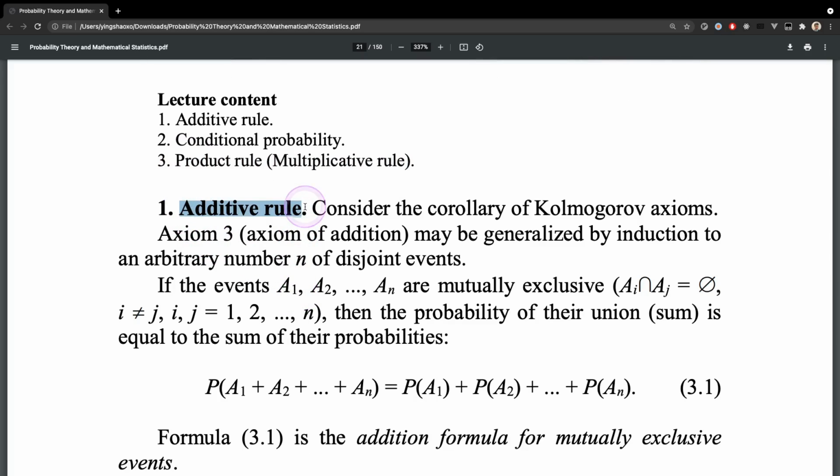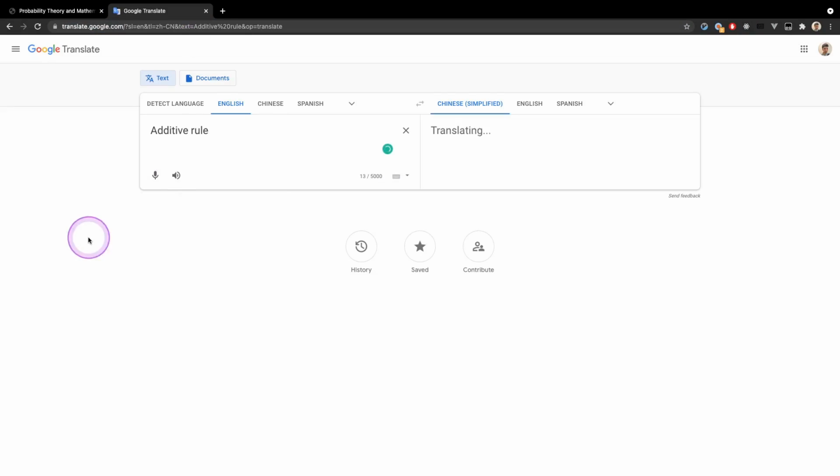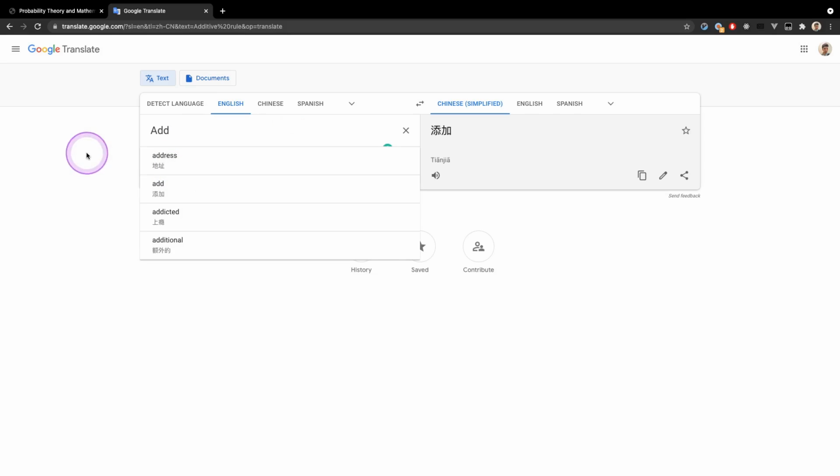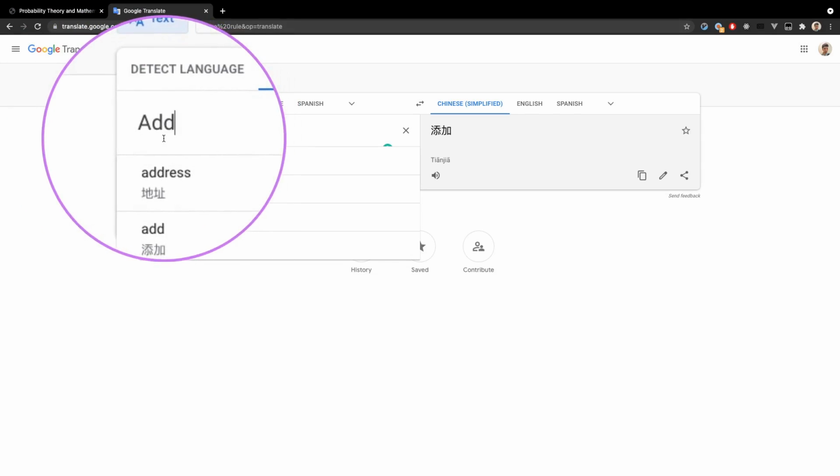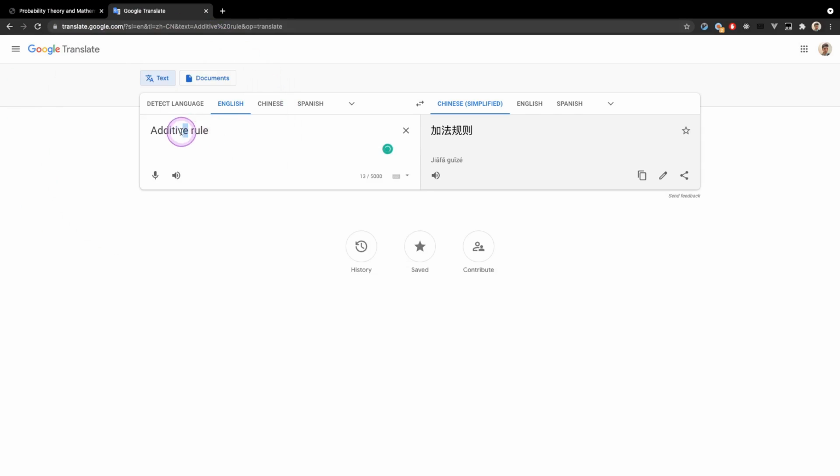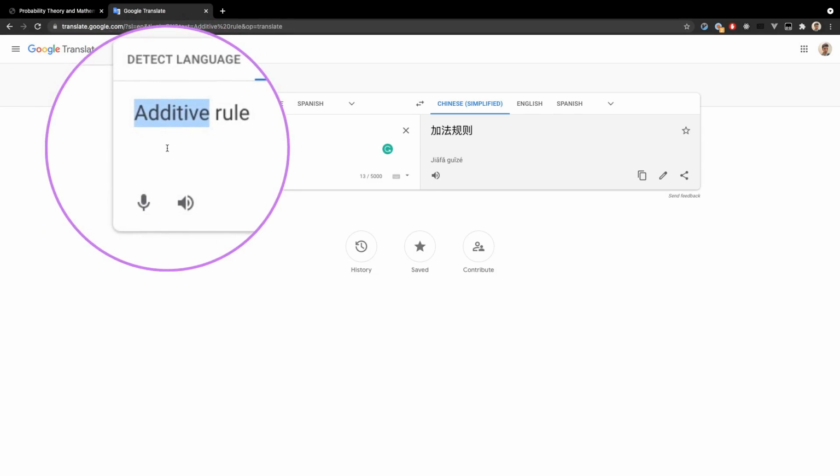Additive rule. Just at the beginning, I feel strange. Additive rule. Alright, now I know why I think it's weird, because normally we would just say the word "add". We would ignore that there is also another word called "additive", right? But they are the same thing, I guess.